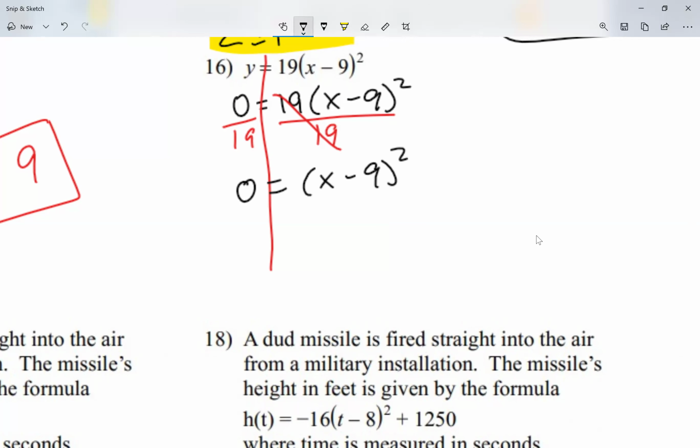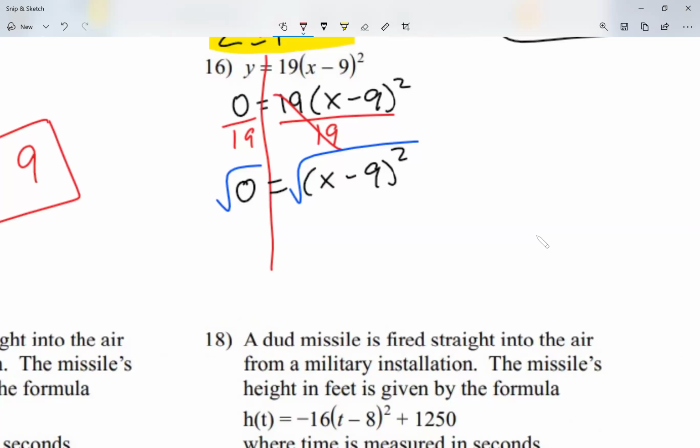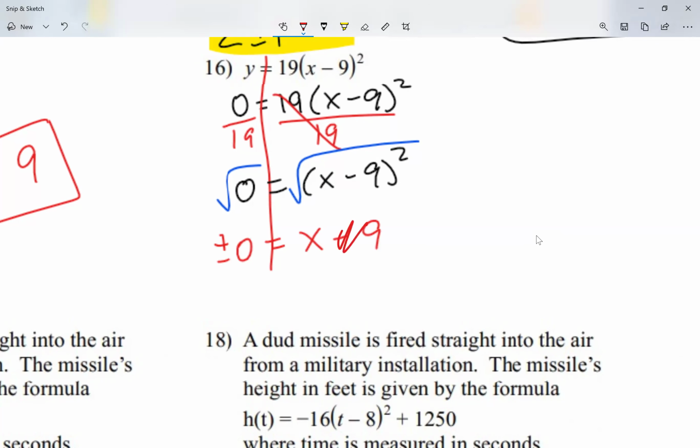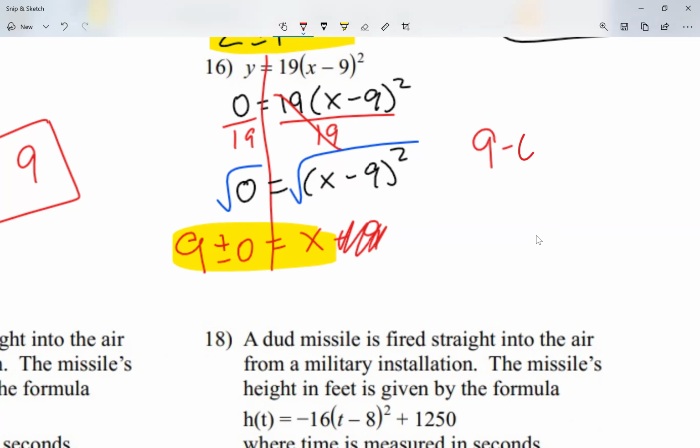The way I'm going to get rid of the square, because I have the parentheses squared already, I'm going to do the square root. The square root of 0, that's 0. But we can even write it right now as plus or minus 0. And here, x minus 9. And this minus 9, I'm going to cancel it out. This negative 9, I'm going to write it on the other side as a positive 9. And I see how I'm going to solve for this. I can go 9 minus 0, and I can go 9 plus 0.